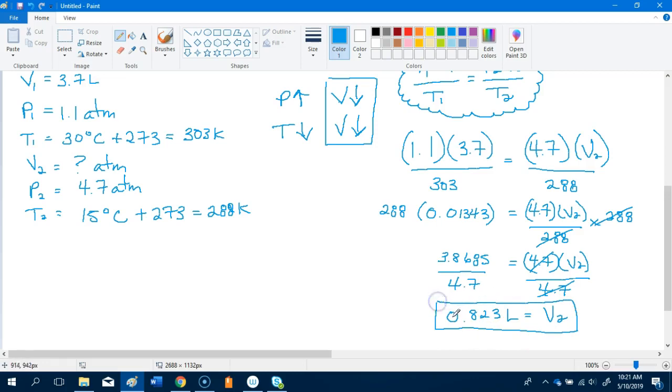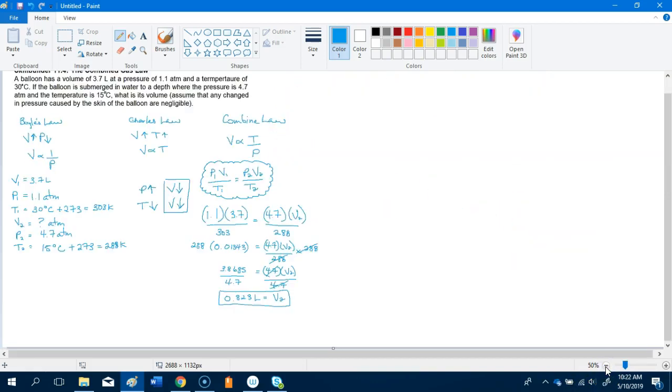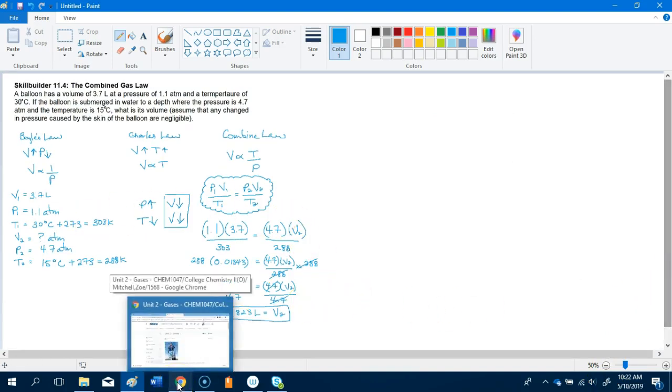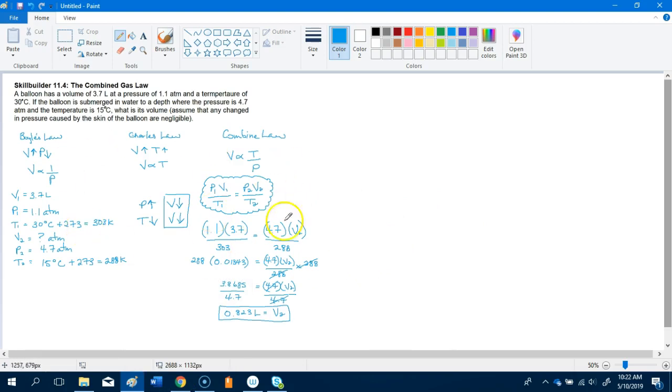You can see that where my initial volume was 3.7 liters, that's how much gas was in the balloon, it shrank down to 0.823 liters. That's what I predicted through Boyle's and Charles's laws: the volume would decrease because my pressure is increasing and my temperature is decreasing. Let me pull back a little bit, and you can see the whole calculation right here.